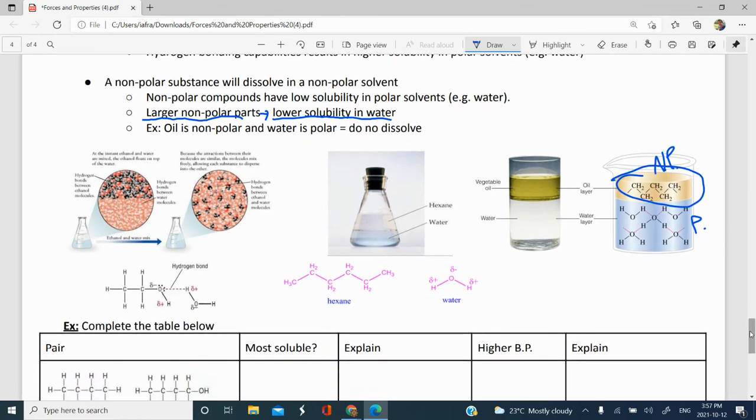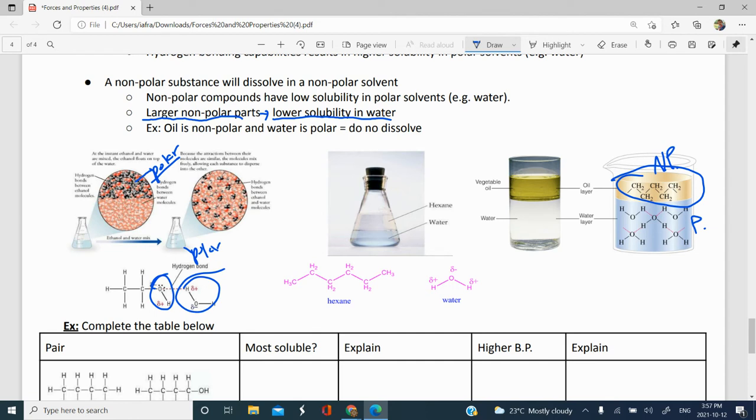Whereas something like sugar or even alcohol is polar. So here we have alcohol. It's polar. And because water is polar as well, the water can dissolve the alcohol. And so we know it's polar because of this OH group here. And then water is polar.